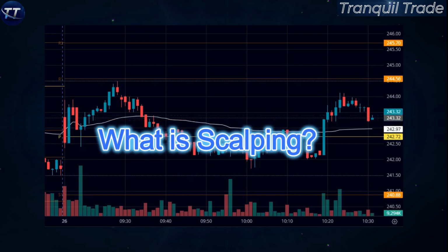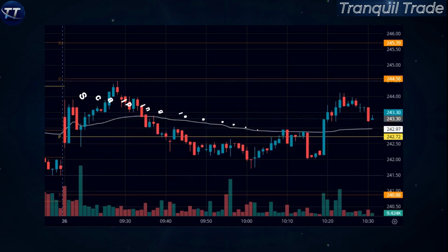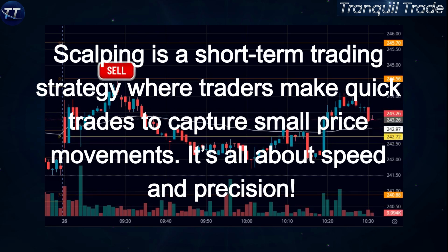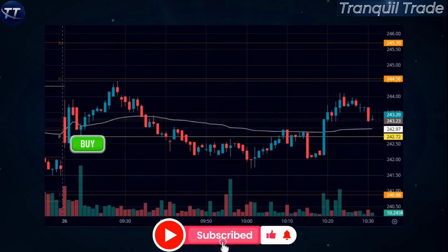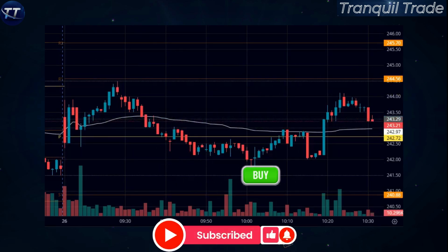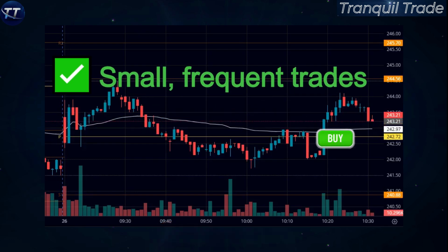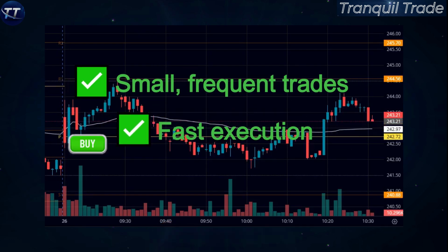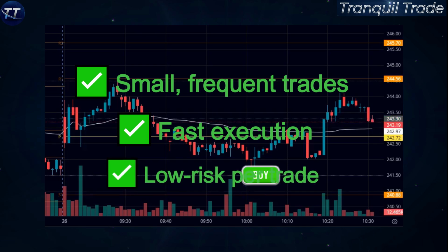What is scalping? Scalping is a short-term trading strategy where traders make quick trades to capture small price movements. It's all about speed and precision. Small, frequent trades. Fast execution. Low risk per trade.